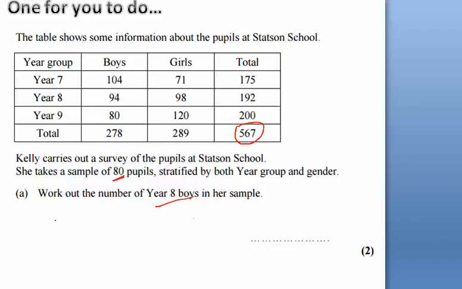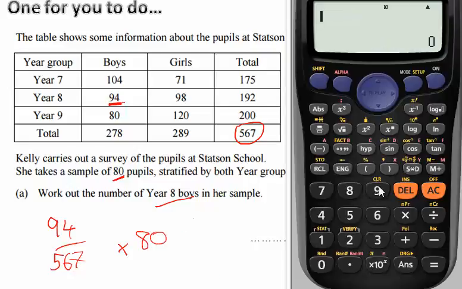So it's a fraction 94 over 567 and times by the sample size, which is 80. 94 divided by 567 times 80 gives me 13.2627866, which would round nicely to 13.